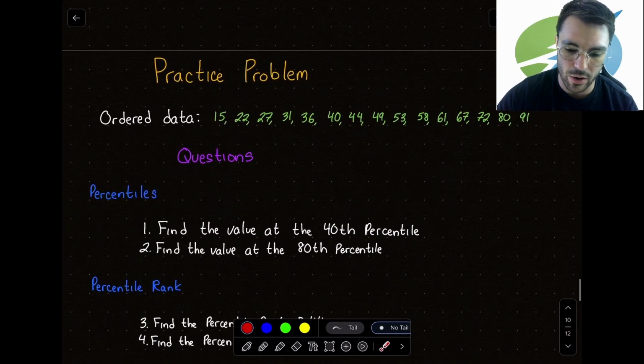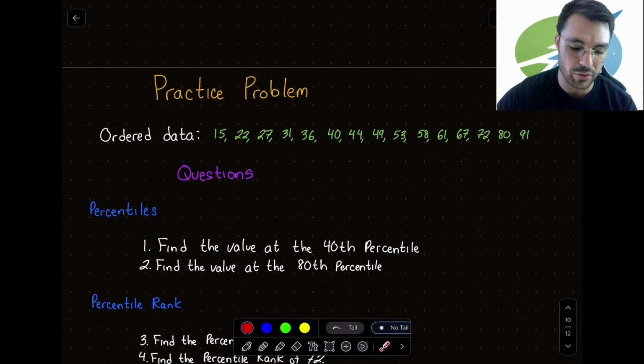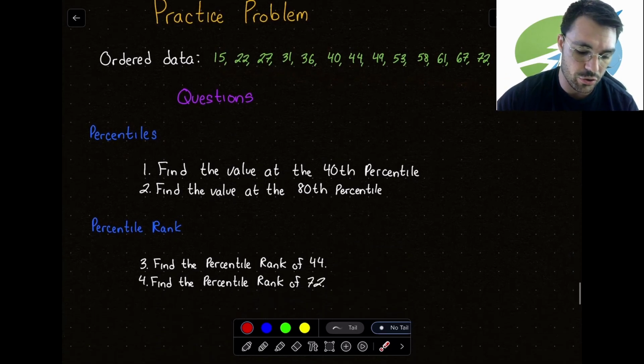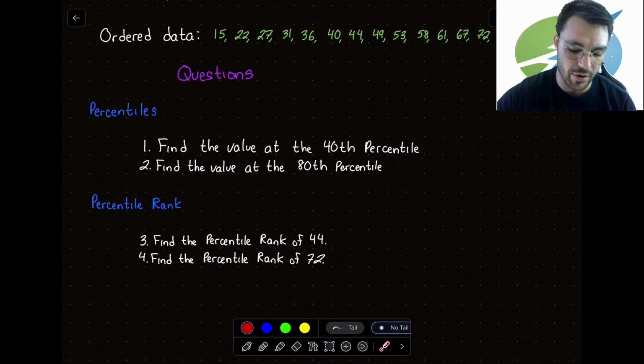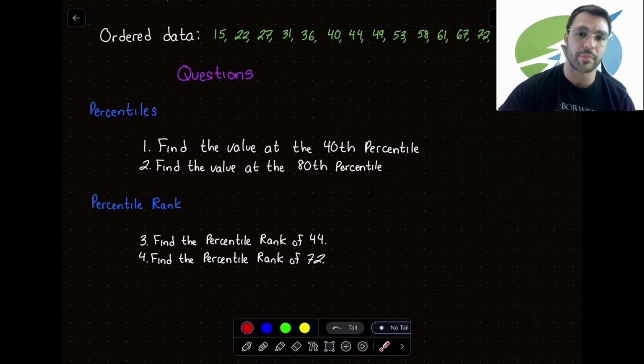Cool. And here we have some practice problems. Our ordered data is given here in ascending order, and our questions: 2 for percentiles, find the value at the 40th percentile, and find the value at the 80th percentile. And percentile rank, 2 questions here: find the percentile rank of 44, and find the percentile rank of 72. I will give you a moment to pause the video here and take a stab at these questions.